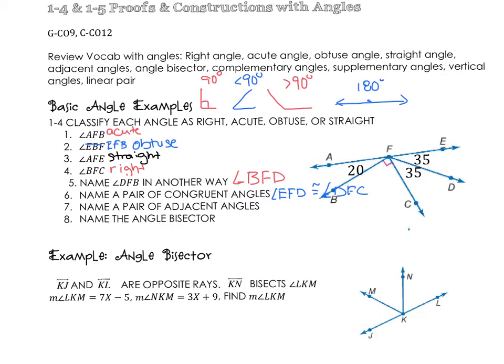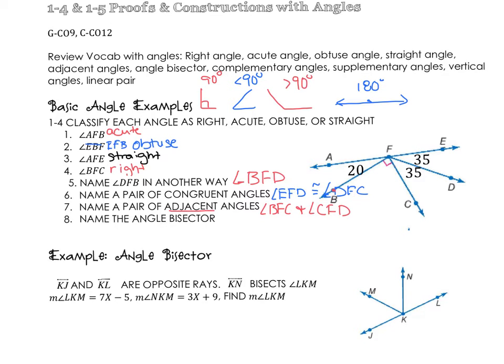Okay, the next one says name a pair of adjacent angles. Remember from your vocabulary that adjacent means that they are touching each other. So we have a couple of options to choose from. We could name the same two angles again because they are adjacent, but I don't want to do that. So I'm going to name angle BFC and angle CFD. Those angles are adjacent. They are touching each other.